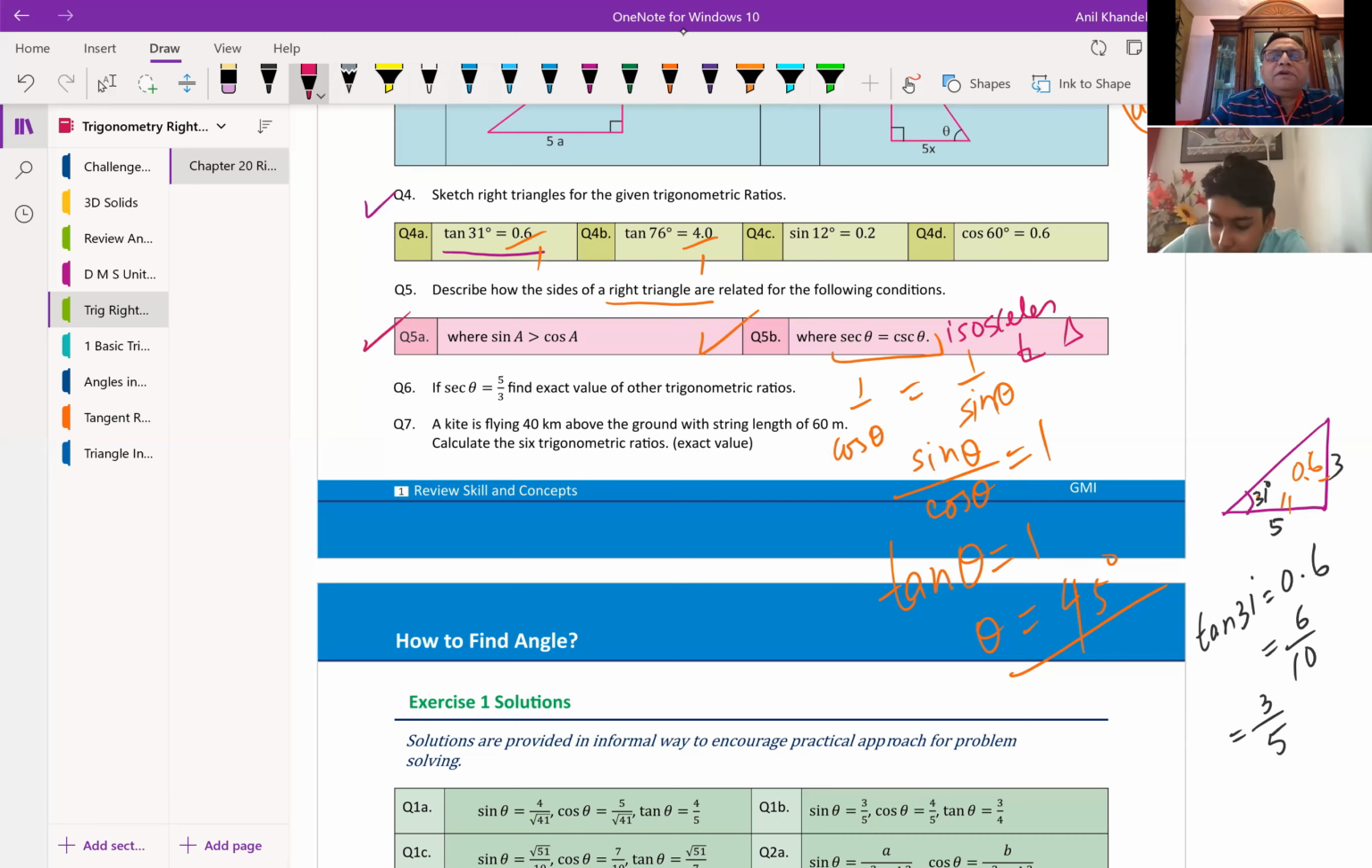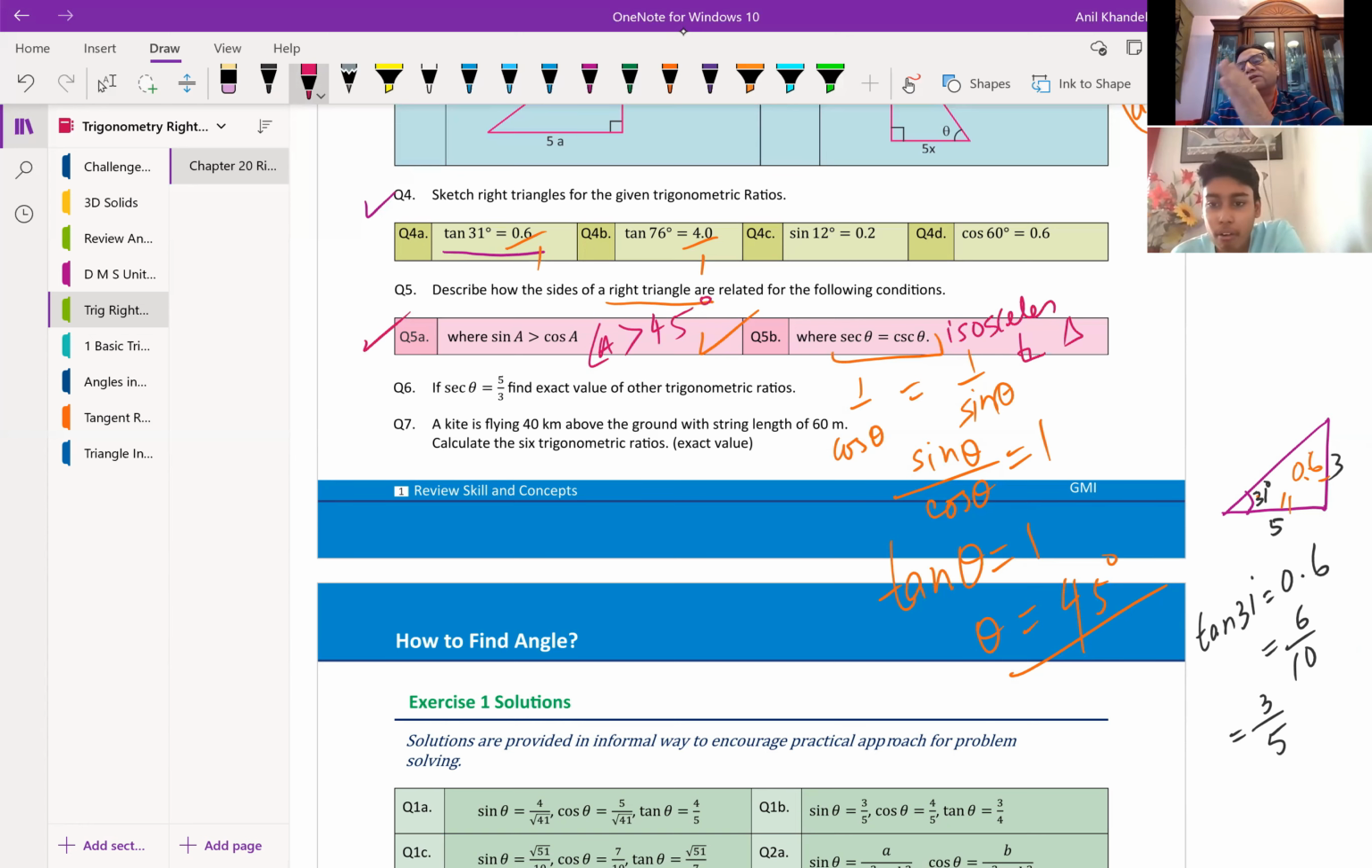Now, question number 5a. When is sine A greater than cosine A? Tell me. Where is sine A greater than cosine A? In a right angle triangle. When measurement of angle A is greater than 45 degrees, correct? At 45 degrees, both are same. Do you see that? Yes, sir.